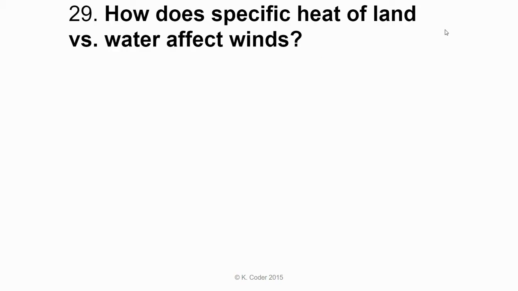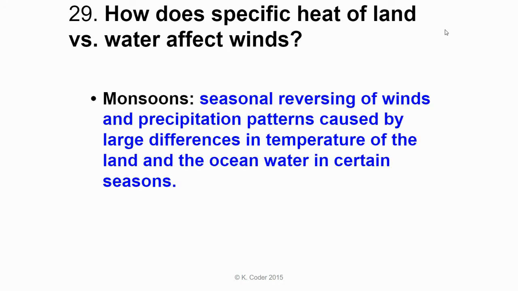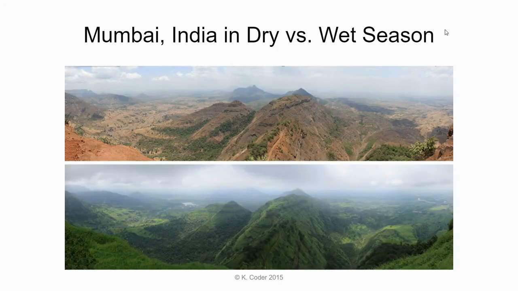And this phenomenon, folks, actually affects the overall climate of specific areas on Earth, which we call monsoons. Now, a monsoon is a seasonal reversing of winds and precipitation patterns caused by large differences in temperature of the land and the ocean water in certain seasons. And here, folks, is an image of that change. This is the same exact location during two different times of the year.